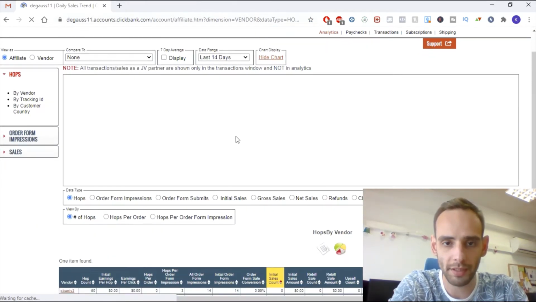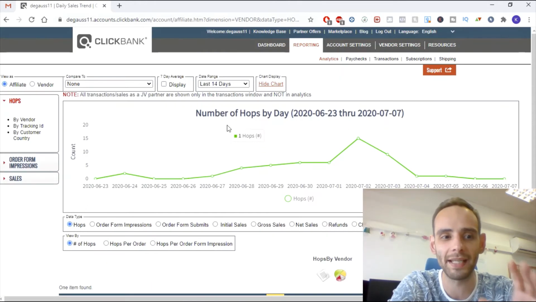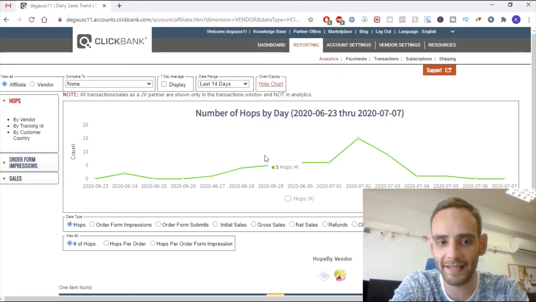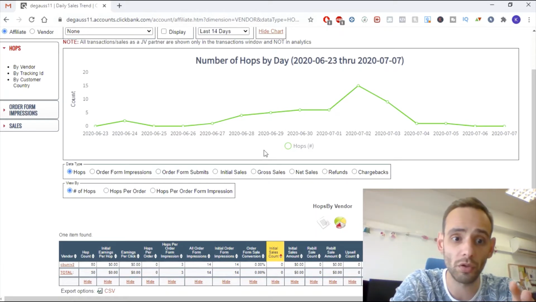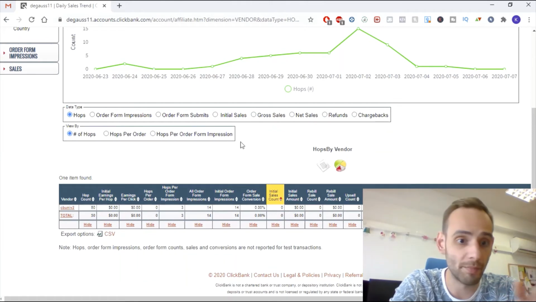So in reporting, you have many different stats that are a little bit hidden, and not many people actually work with them, but when you do, you will find many benefits from this. Now, I've just made some clicks over here, so we have something to work with.